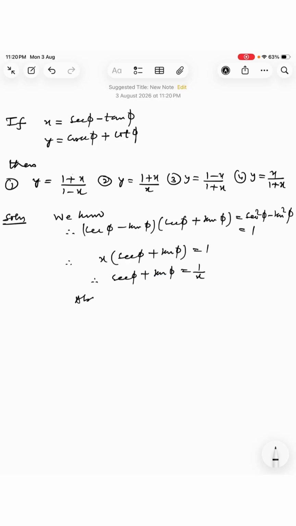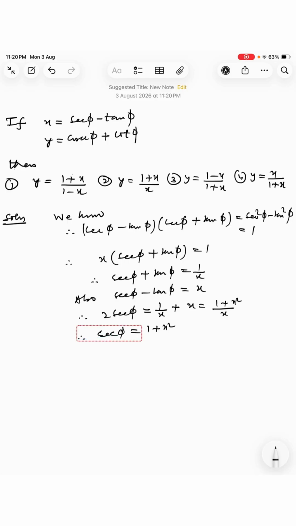Also, secant phi minus tan phi is equal to x. Therefore, on adding, we get 2 secant phi is 1 by x plus x, which is 1 plus x square by x. Therefore, secant phi is equal to 1 plus x square by 2x. Therefore, cos phi will be equal to 2x by 1 plus x square.